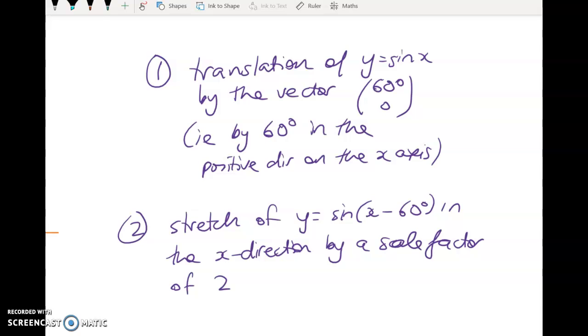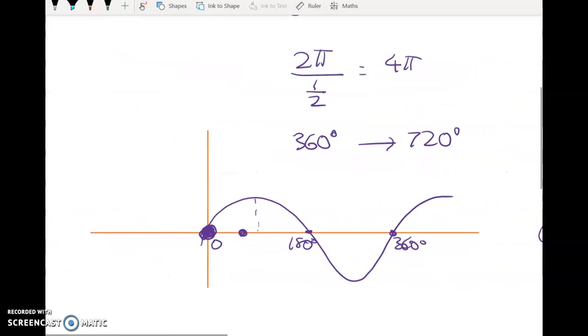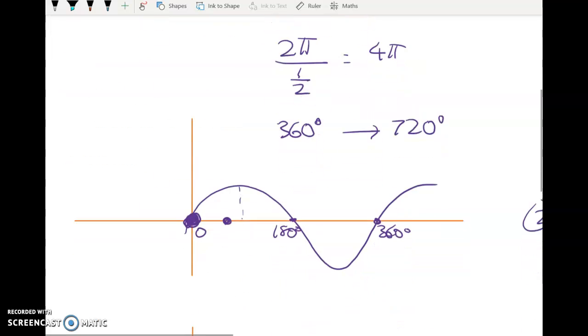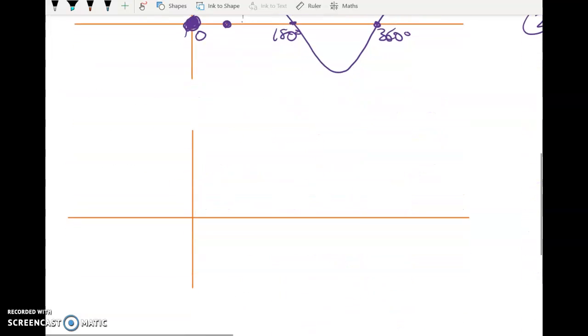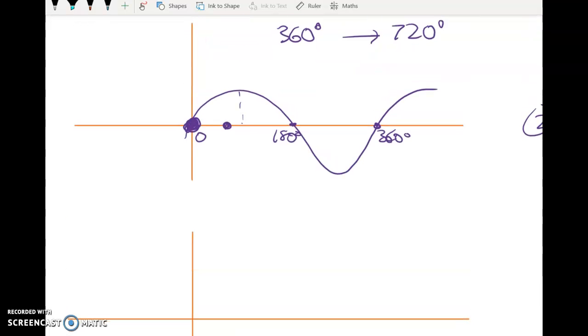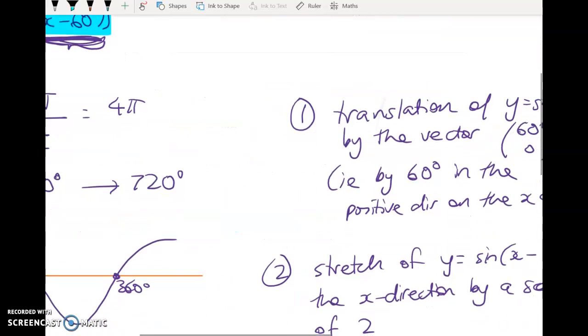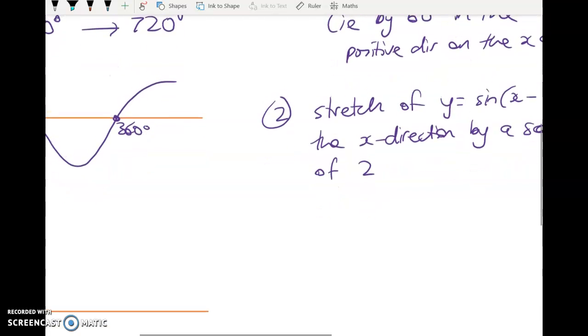And then the last thing we've got is the easy one, which is this 4 here. And the 4 means that the maximum value is now going to be, instead of being at 1, all the way up here at 4. And down here, it's going to be at -4. I don't think we were asked to draw the graph. No, we weren't. That's good, because this is very, very bad graph drawing.